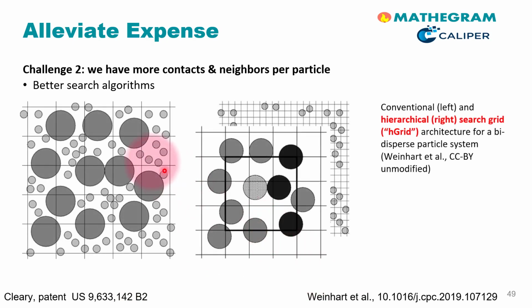As illustrated in this figure, the conventional single search grid for neighbor detection is suboptimal for polydispersed flows. Instead, multiple hierarchically organized search grids, or in short H grids, provide an architecture that significantly reduces the computational cost for neighbor search. Both the work of Weinhardt et al. and the patent of Cleary document such a strategy.